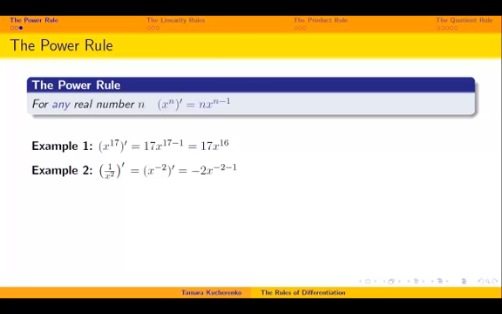We get negative 2 times x to the power negative 2 minus 1. Negative 2 minus 1 is negative 3. So we obtain negative 2 x to the negative 3. We can rewrite it as a fraction, negative 2 divided by x cubed.